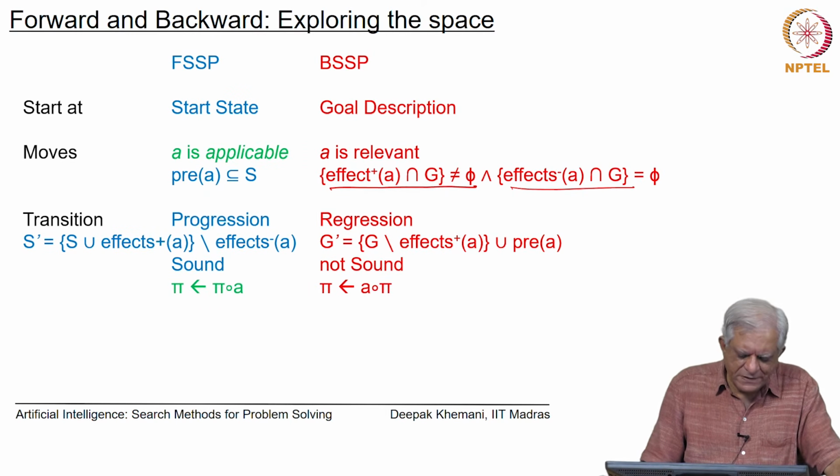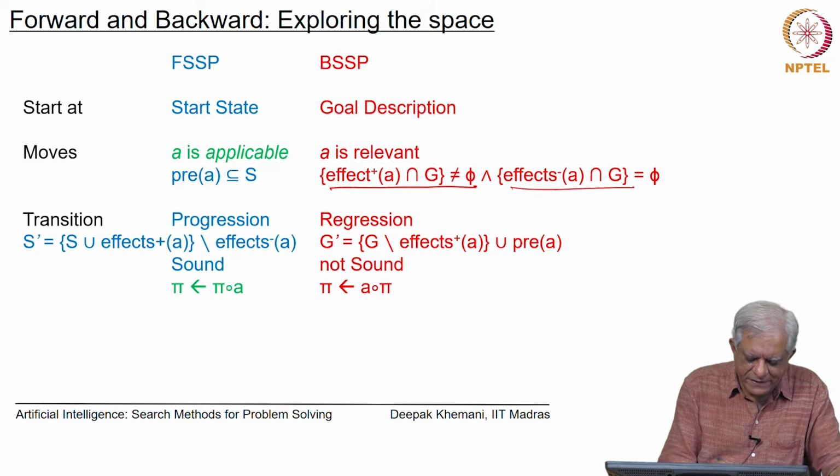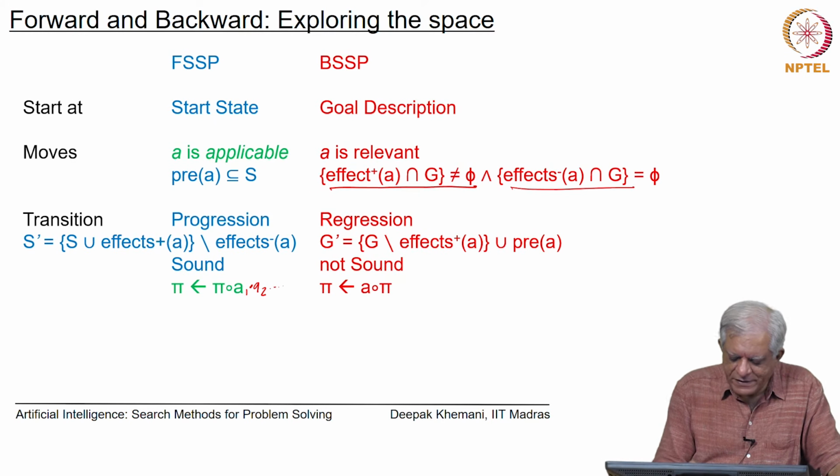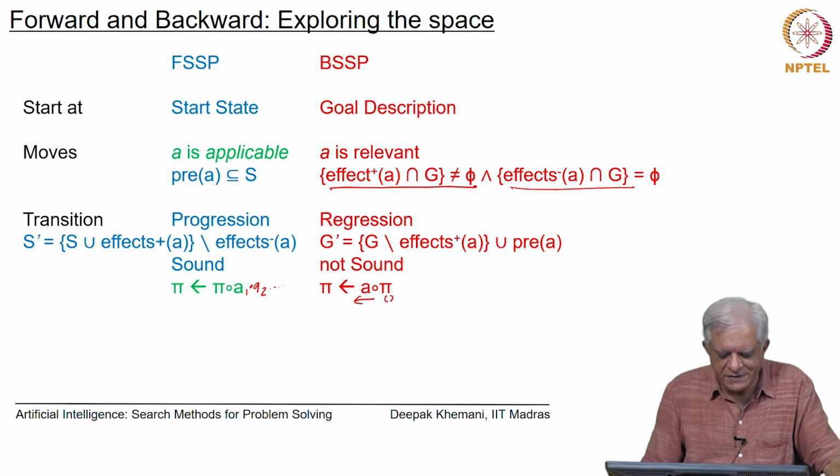In progression, we start constructing the plan from the first action. So, basically we start with an empty plan pi, and then we add the first action, then we add the second action, and then we keep doing that essentially. In regression also we start with an empty plan pi, but we add actions in the reverse direction essentially, the last action first, then the second last action, and so on.